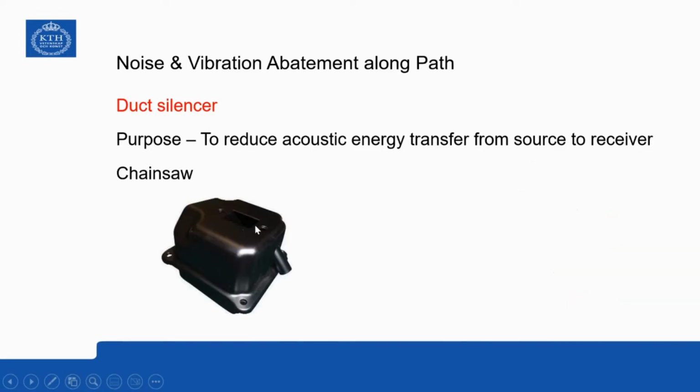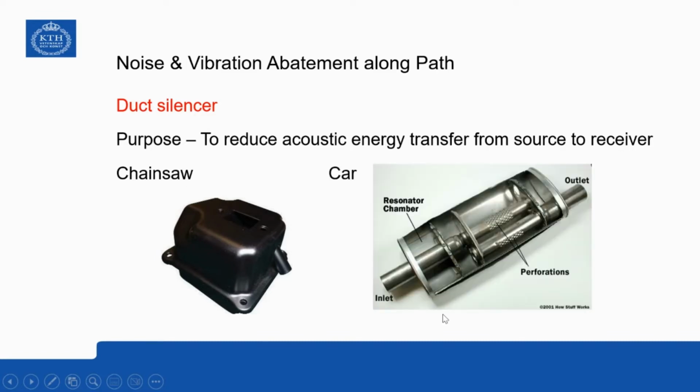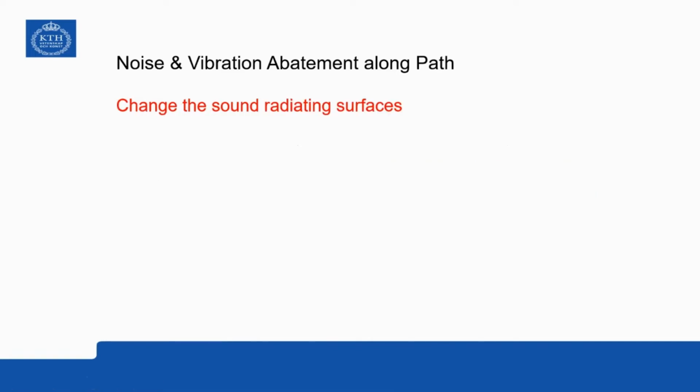Here's a typical silencer for a small machine, a chainsaw or something like that, a lawn mower. Here's another example, a car with a combustion engine. We have the inlet here and the exhaust outlet here. And then these things inside here are designed to reduce the noise at different frequency ranges.